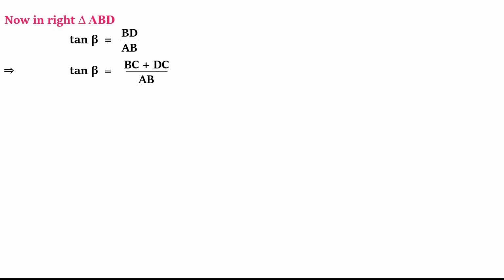Now let's take the next right triangle ABD, and here the angle is beta. Tan beta is BD upon AB, and we know BD is made up of tower and flagstaff, so both the heights have to be added. So BD is BC plus DC, and it comes out to be tan beta is equal to h plus x upon AB. Now this also I'll frame for AB. AB is equal to h plus x upon tan beta. We have marked this as equation 2.